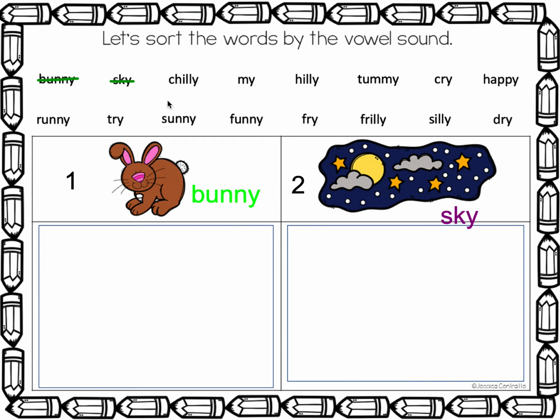Then you're going to write funny, starts with an F, funny. If it sounds like bunny on the end, you're going to write the number one. If it sounds like sky on the end, you're going to write the number two. Here's funny right there.